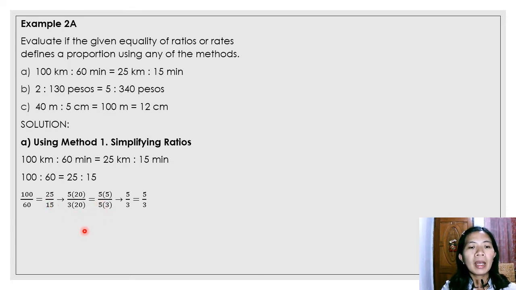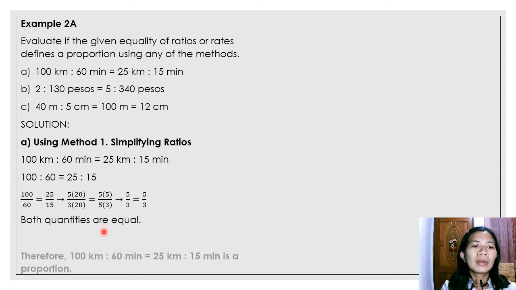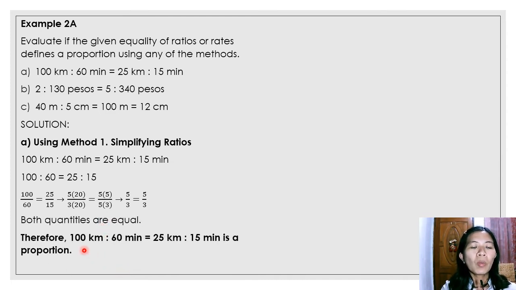Then we will simplify by taking out the same factors. So 20 divided by 20 is 1. So remaining will be 5/3. Here, 5 divided by 5 is 1. So 5/3. So 5/3 is equal to 5/3. So they are equal. Therefore, 100 kilometers is to 60 minutes equal to 25 kilometers is to 15 minutes is a proportion.